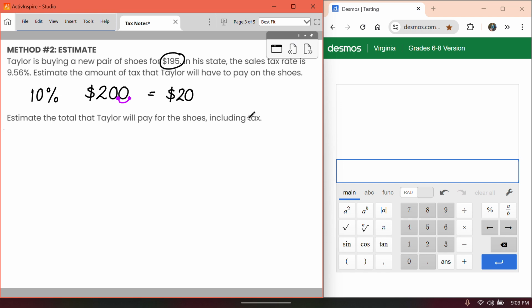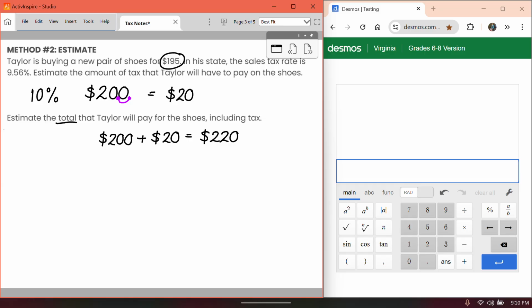But then this second question here is asking for the total. So we can still round, we can still estimate. If we said the shoes were about $200 to begin with, and we are estimating that we will pay $20 in tax, that means that the total price for my shoes will be roughly $220. Okay, not perfect, not an exact science, but it's a good estimate.